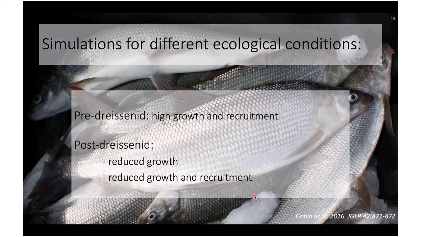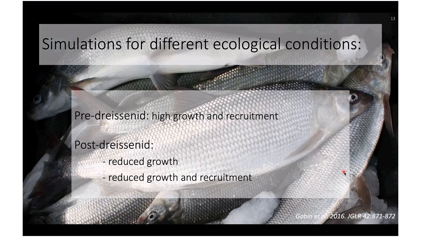And so I ran these simulations where I varied the ecological conditions according to 3 different scenarios. I had a baseline pre-dreissenid scenario where both growth and recruitment were high. And then I had 2 different versions of a post-dreissenid scenario: one where growth was reduced, and one where I reduced both growth and recruitment concurrently. And then for all of these populations, I harvested them with a gillnet fishery with harvest levels ranging from nothing in my controls, so no harvest at all, to really high harvest where basically if you could be caught, you would be caught.